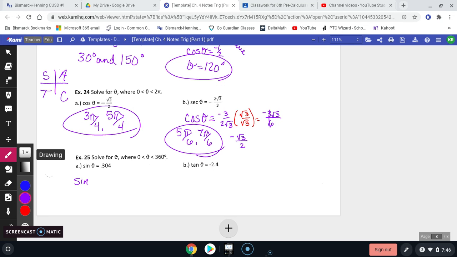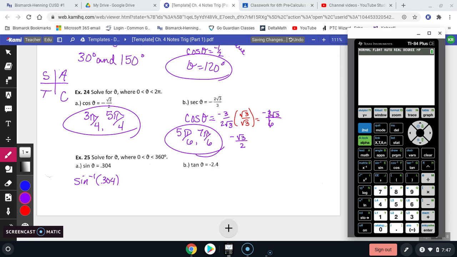This is going to be inverse sine of 0.304. So second sine, 0.304, and I get about 19.9 degrees. Okay, so 19.9 degrees. So there's an answer.